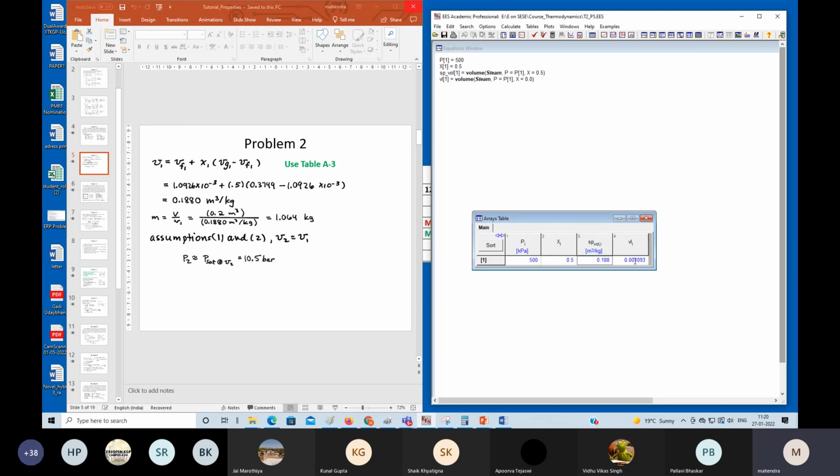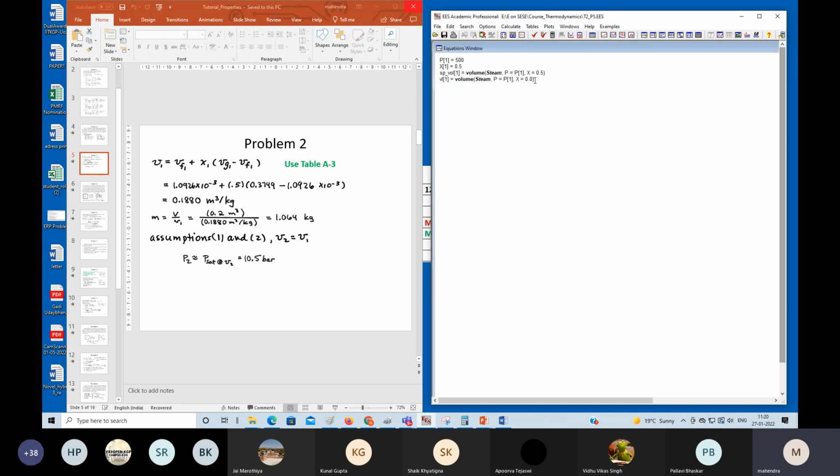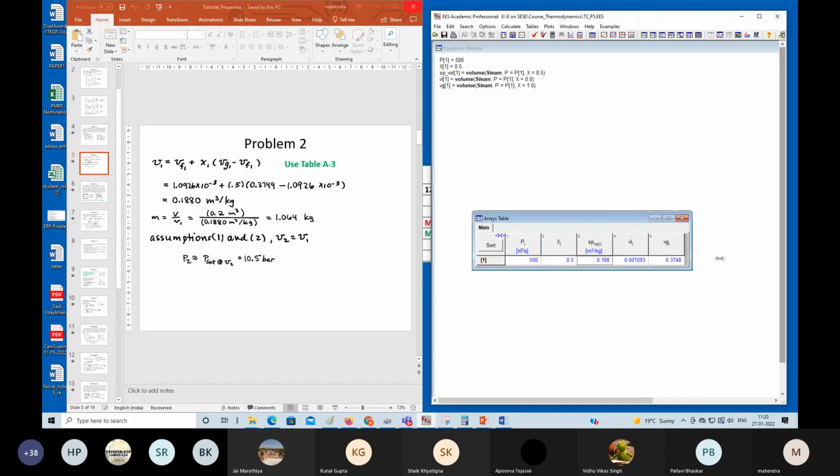Is this matching with this? Yes, exactly matching. That means at X equal to 0, at this pressure, this is saturated liquid. Is it? The same thing, let us repeat over here. This is, let us see, gas. And here it is 1. Yes, then run it. See, 0.3748. Correct.